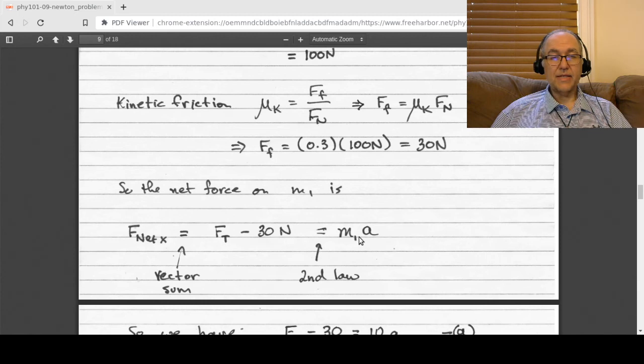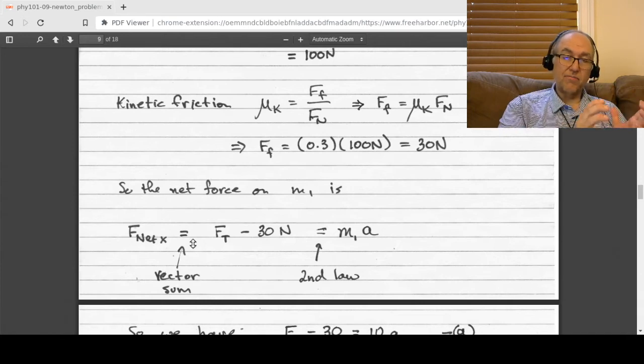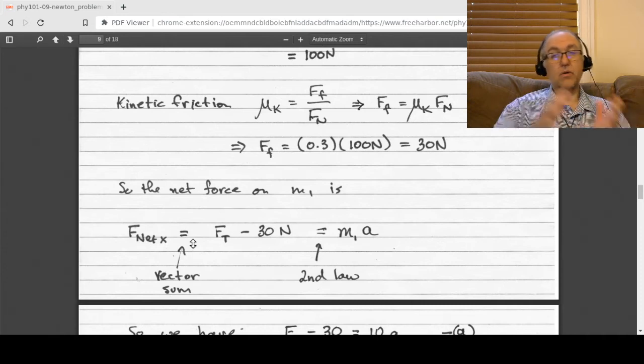And then I say that's equal to M1 a. Why can I write that? Why is this equality true? That equality is basically Newton's second law. The first equality, F net x is equal to Ft minus 30 newtons, is just the vector sum. So that gives you F net as a vector sum. But once you've got the vector sum for F net, what does the second law say? The second law says that F net must equal ma.